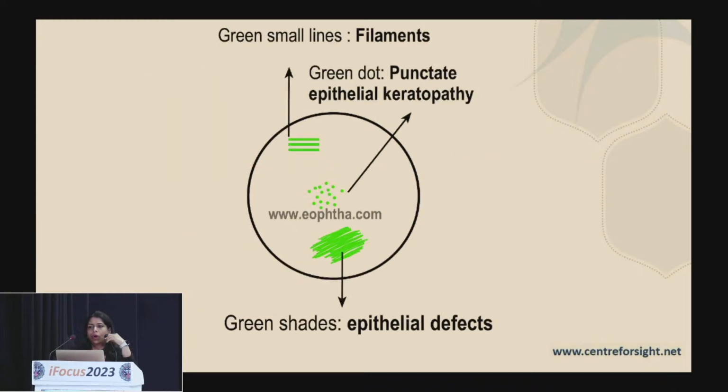So filaments are solid green lines. They can be horizontal, vertical, depending upon how they're present, you can see in your clinic. The solid green dots are punctate epitheliopathy, and epithelial defects are a green shade.